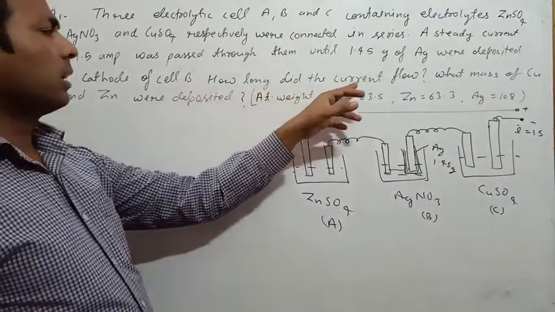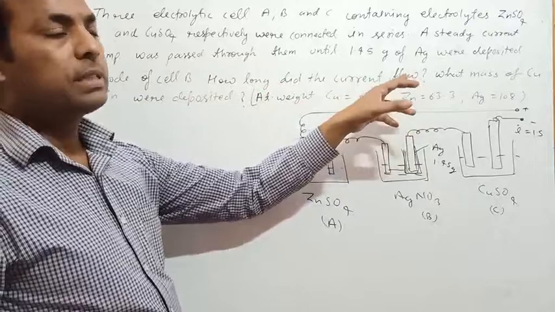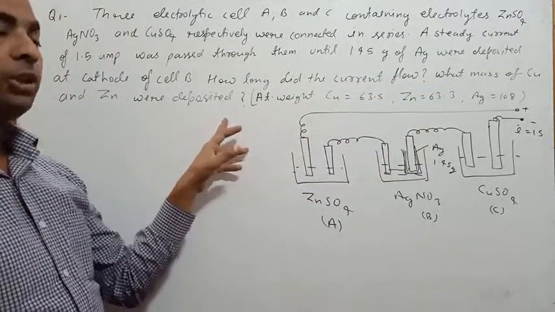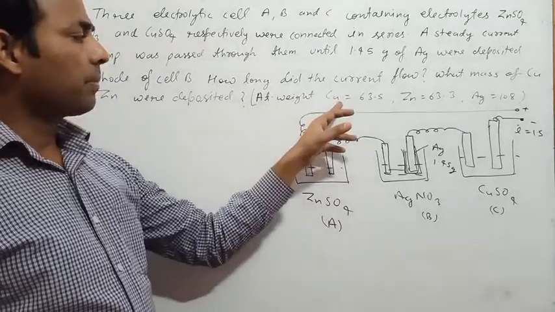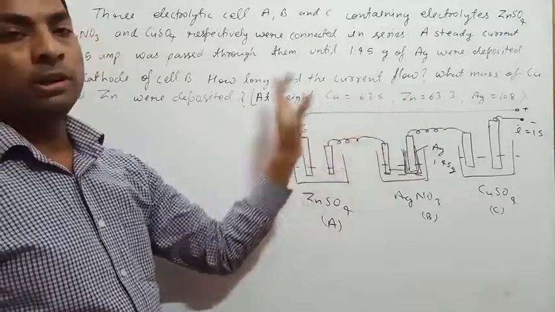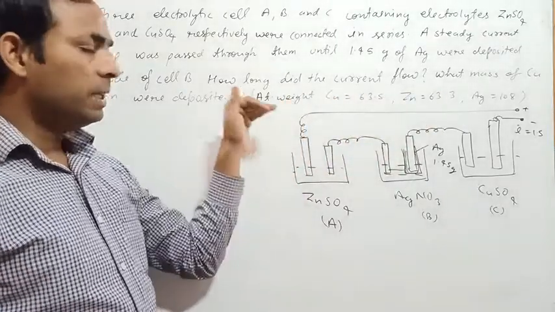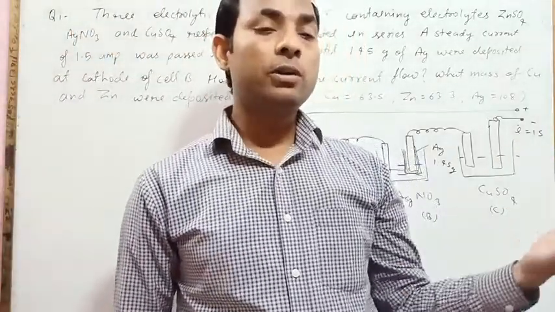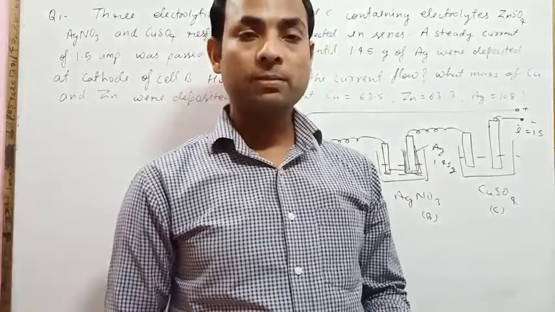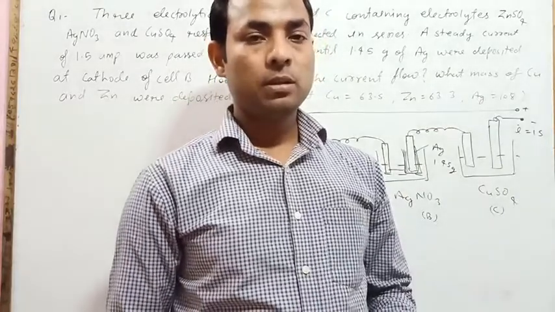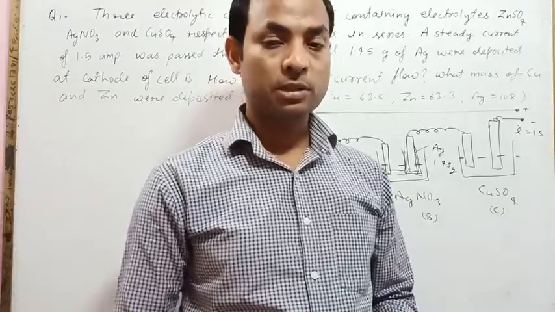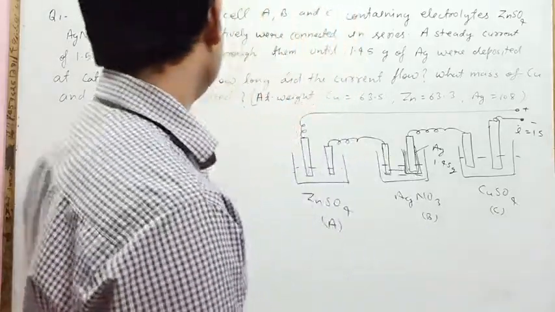How long did the current flow? It means we are asked the time. What mass of copper and zinc were deposited? The atomic weights of copper, zinc and silver are already given. So this question relates to Faraday's second law as well as the first law, and we should use both formulas. Look how to do it.